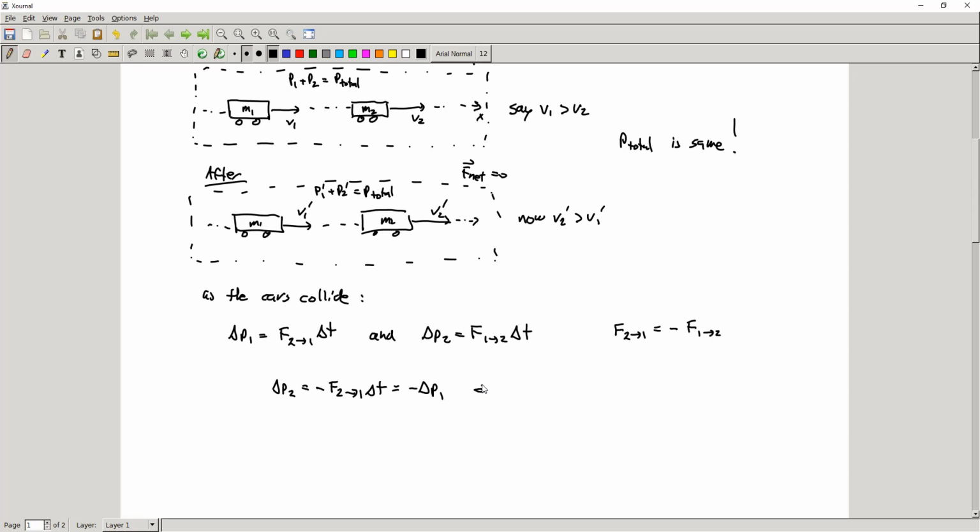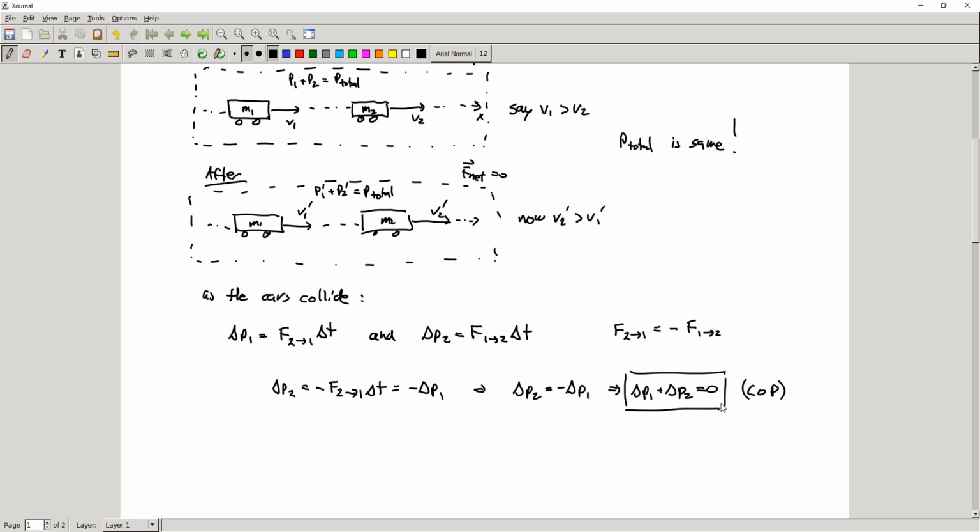And so what is this really telling us? Well, this is telling us that delta P2 is equal to minus delta P1. And we can rewrite this as delta P1 plus delta P2 is equal to 0. And this right here is already our first way to write the conservation of momentum. Okay? So this is the first way we should think about conservation of momentum.